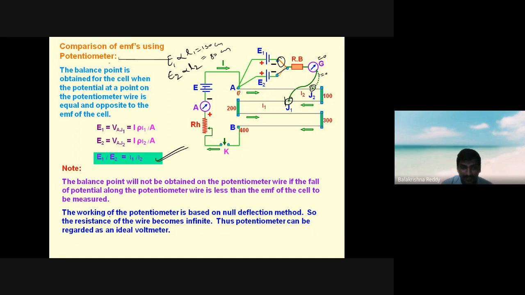Next, the working of the potentiometer is based on a null deflection method. Whenever the galvanometer becomes 0, it's called the null deflection method. So when the current is 0, the resistance of the wire becomes infinity, as I told you, these wires are made up of resistive material. Thus the potentiometer can be regarded as an ideal voltmeter.